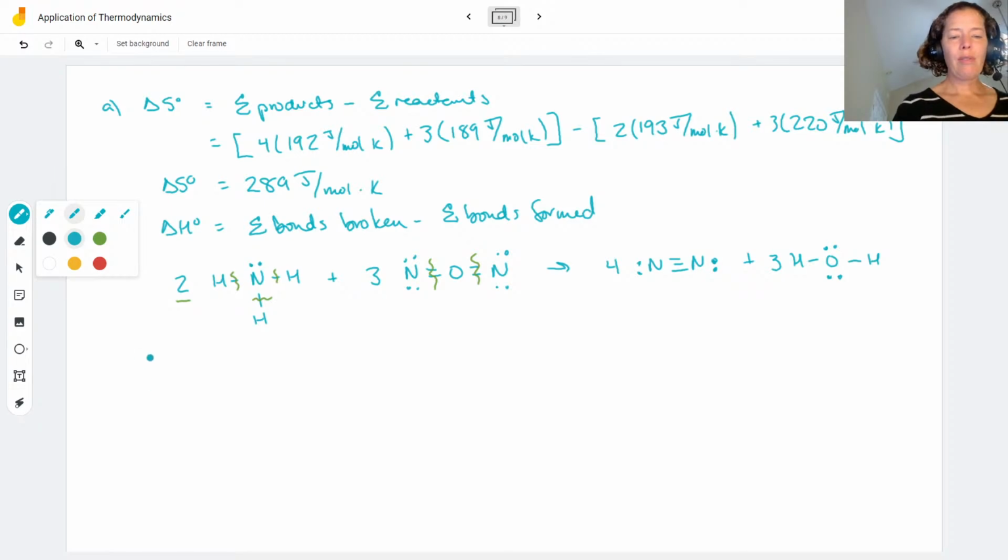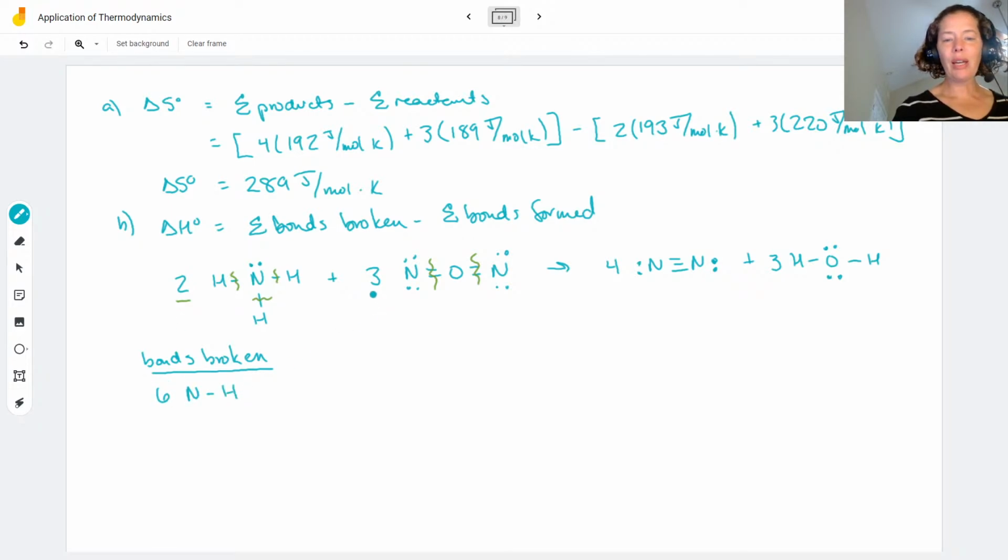So I'm going to make my list of bonds broken here. I have 3 times 2, I have 6 nitrogen hydrogen bonds that are broken. I have 3 times 2, okay, I have 6 nitrogen double bonded to oxygen bonds broken as well.